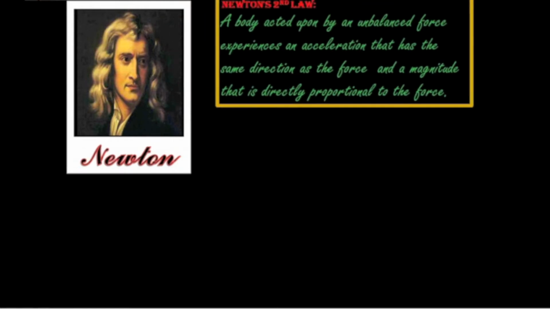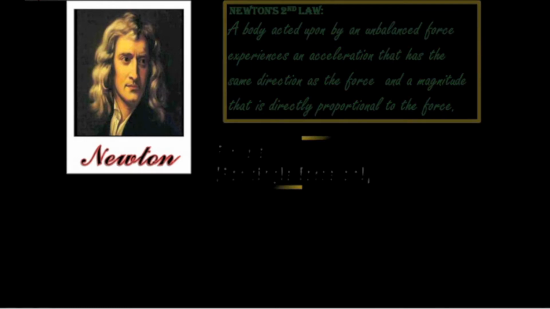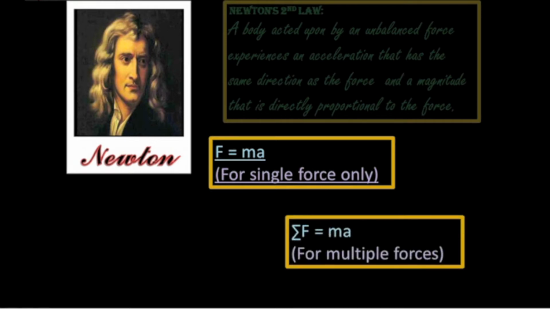A body acted upon by an unbalanced force experiences an acceleration that has the same direction as the force and a magnitude that is directly proportional to the force, which brought me to a conclusion. Force equals the mass times the acceleration, which is only used when there's a single force. But for multiple forces, it's the summation of forces that equals its mass times the acceleration.